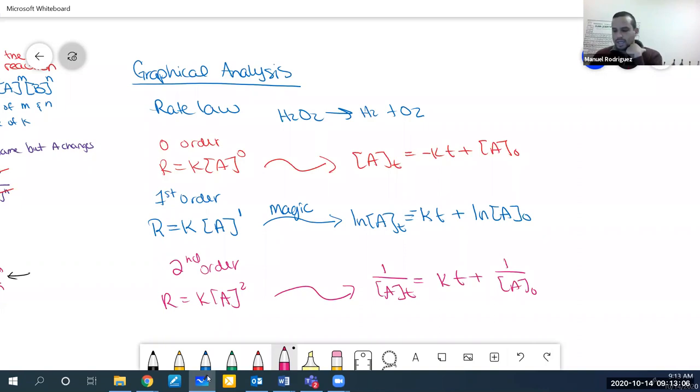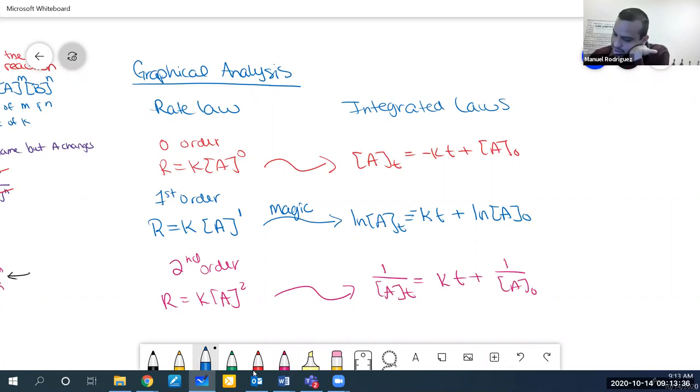So these are what we call the rate laws. The first ones. And the last ones are what we call the integrated laws. So there is some sort of integration happening in between the two. So you don't really need to understand why we integrate them or anything like that.